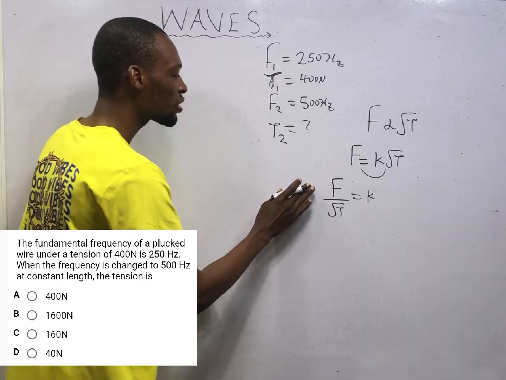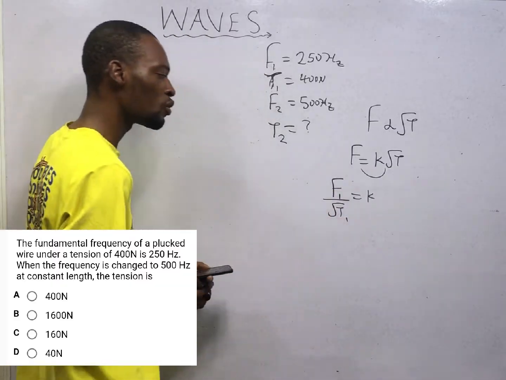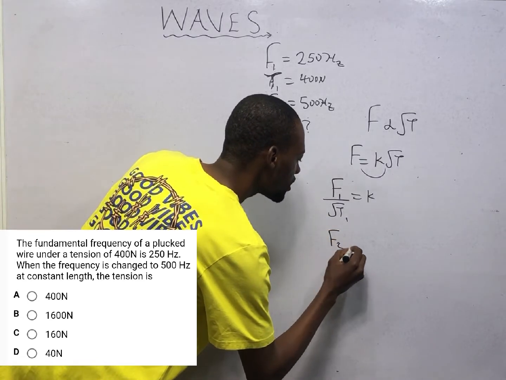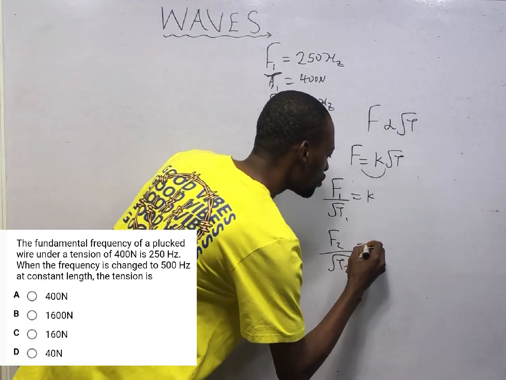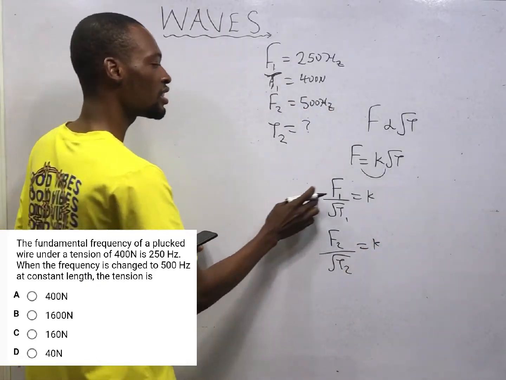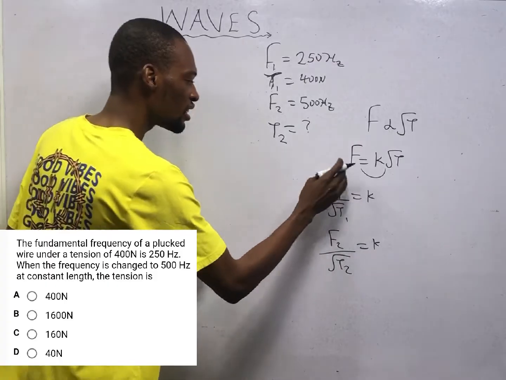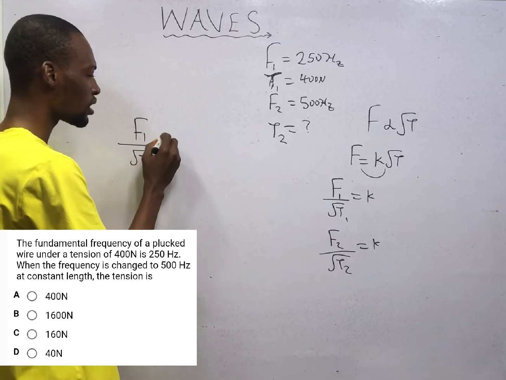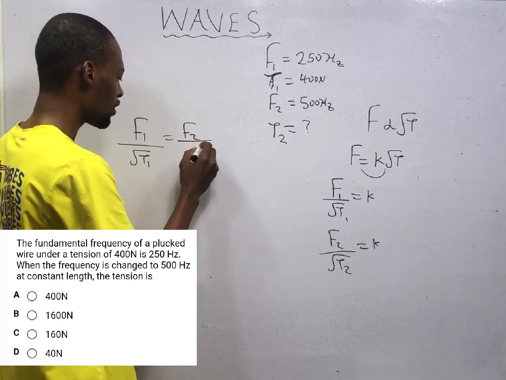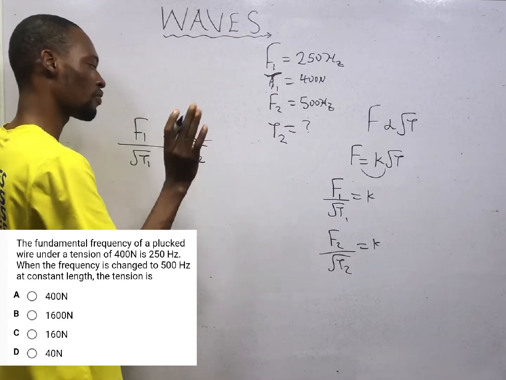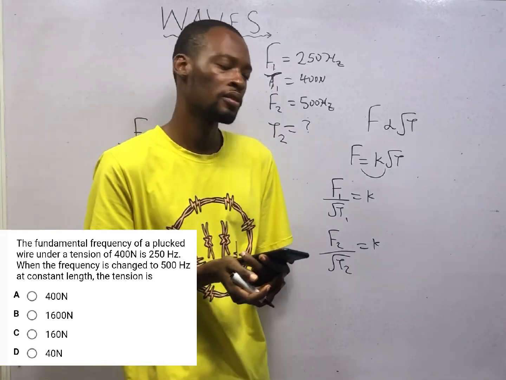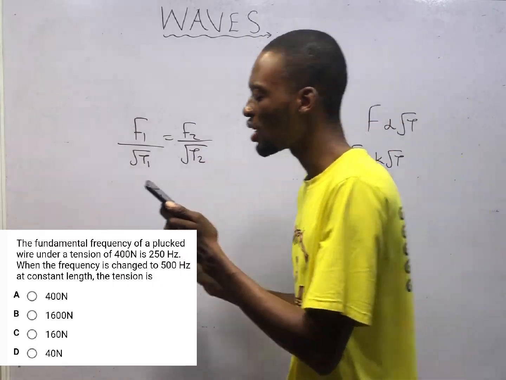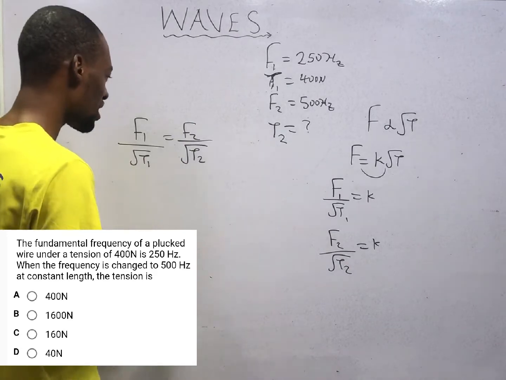So therefore, let's call this frequency F1 and this tension T1, and F1 over square root of T1 is constant. Since the constant doesn't change, it also means that the second frequency over the square root of the second tension will also be equal to the constant. Since this is constant and this is constant, therefore this is equal to this. So we say that F1 over the square root of T1 is equal to F2 over the square root of T2. Take note of this formula. Instead of deriving it over and over again, knowing this is just for you to substitute, and you shall be able to answer as many questions as possible.